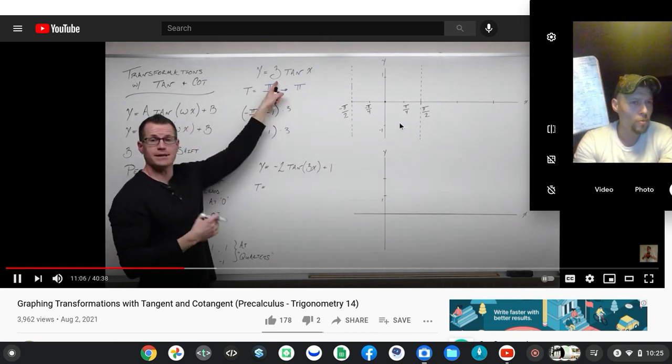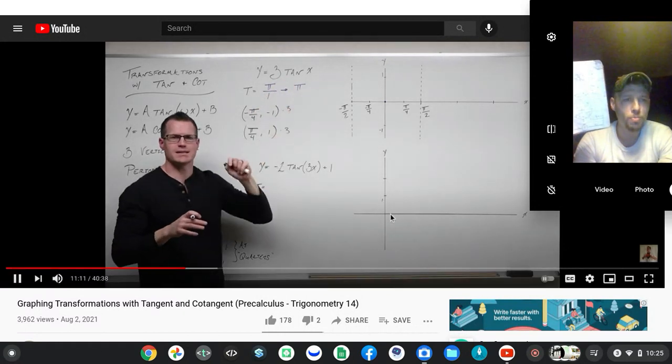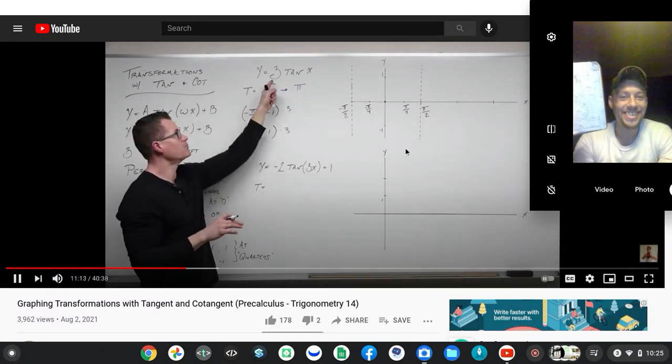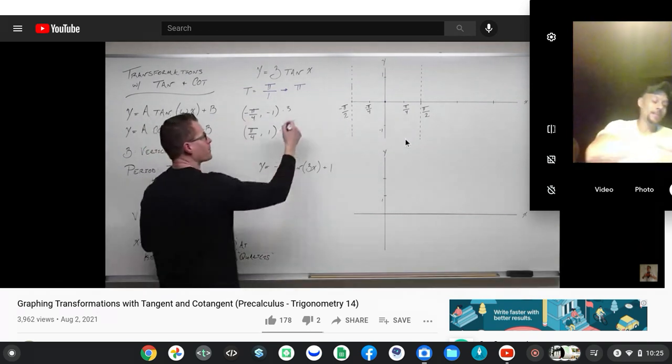This is just found, effective output. Why would that happen? You plug in a number, tangent gives you an output, and this says, take the output and multiply it by 3. Output multiplied by 3 is going to stretch that graph out.